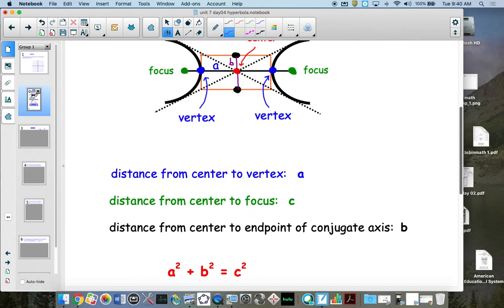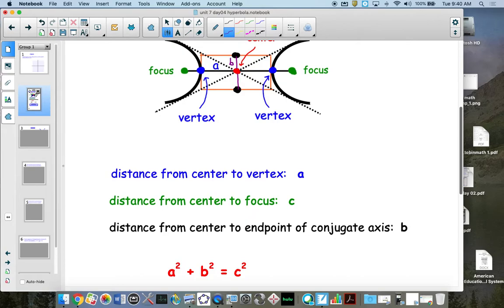Now, we have a different, well, you can think of it as a Pythagorean relationship. We have A squared plus B squared equals C squared. If you remember for the ellipse, it was B squared plus C squared equals A squared, because A was the biggest value. A was the farthest distance, from the center all the way to the vertex, and that was bigger than C. But here C is bigger than A, so we're just flipping the C and the A in that equation. So now it's A squared plus B squared equals C squared.